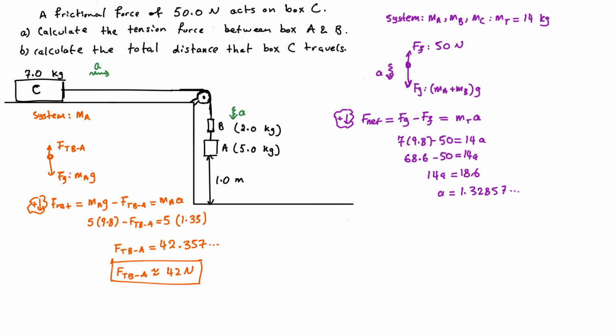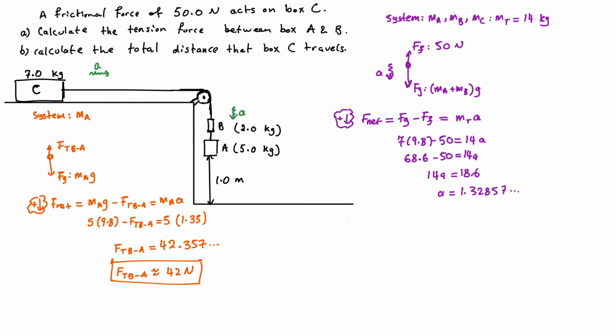During this time, it is accelerating at a rate of 1.33 meters per second squared. Let's say if it started from rest, it's going to gain some final velocity here. Let's say this is stage 1 and stage 2 is after it has accelerated for a distance of 1 meter.